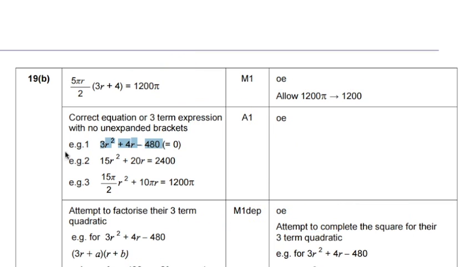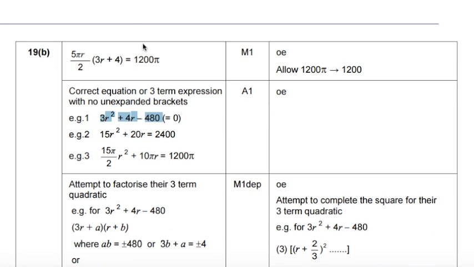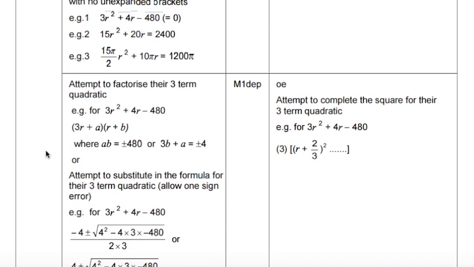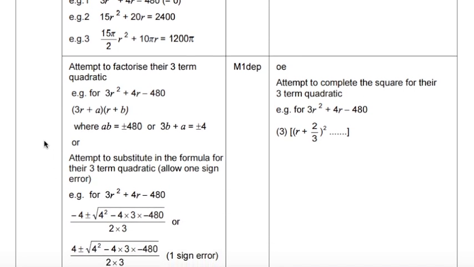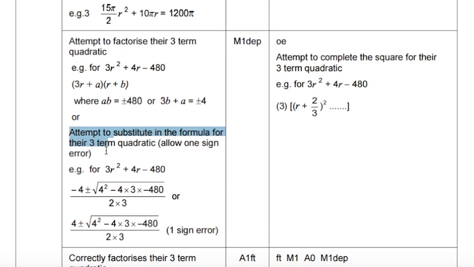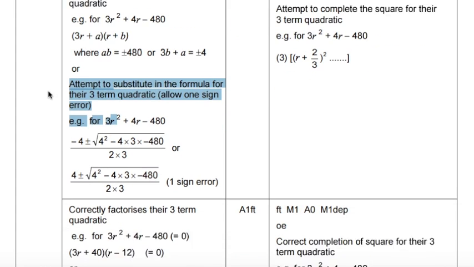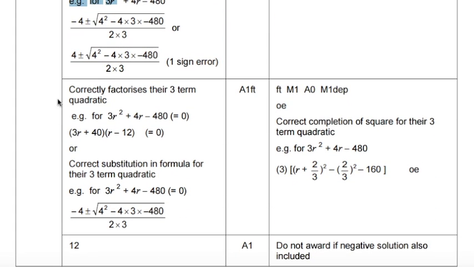So let's have a look at the marks. You get a mark for setting it equal to 1200 pi, a mark for arriving at a quadratic with everything on one side, a mark for attempting to factorise the three-term quadratic or attempting to substitute into the formula, a mark for correct substitution in the formula, and a final mark for getting 12. Do not award if negative solutions are included, so you need to make sure you do that.